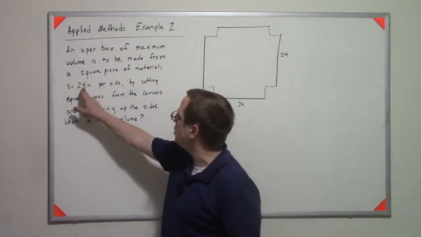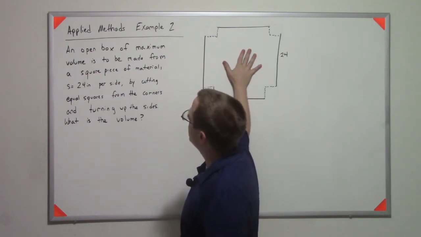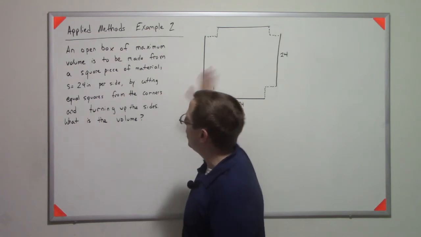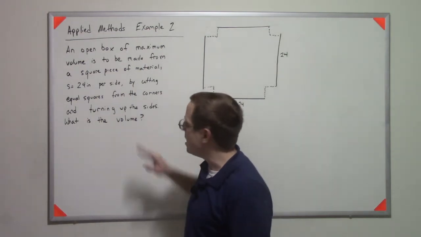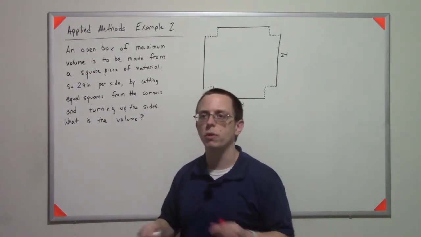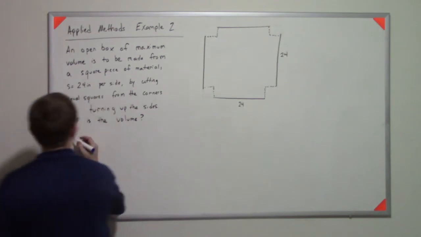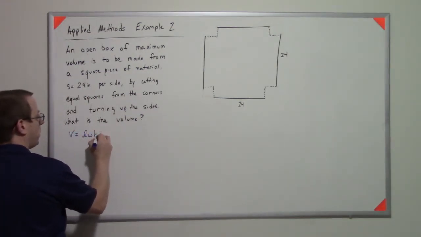They gave us that it's 24 inches per side. It's a square, so I kind of already drew that. And they cut squares from the corners, kind of already drew that. And they want the volume, so they gave us what they want. What do they need? They need volume. Well, we've got some sort of box. So volume in general is length times width times height.